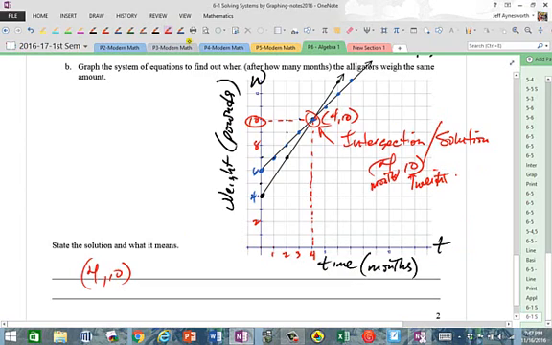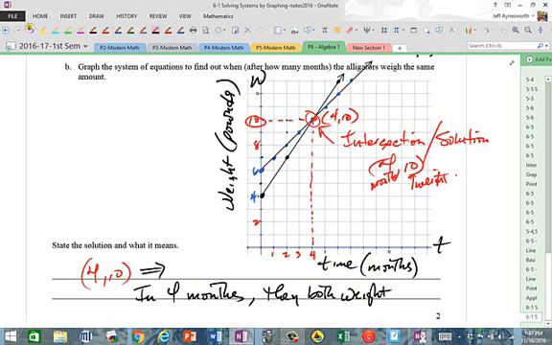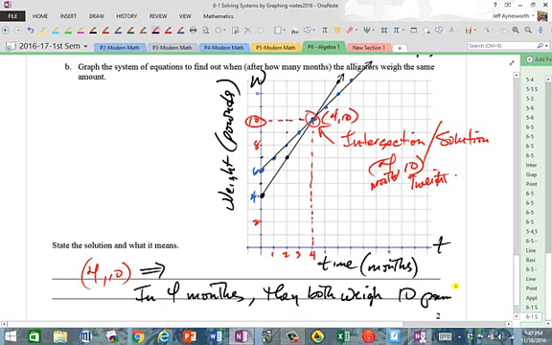So what we can say is that in 4 months, they have equal weight and they're both 10 pounds. So in 4 months, they both weigh 10 pounds. Okay? State the solution, what it means. Ooh, it just did, okay?